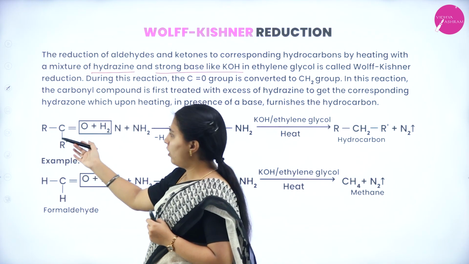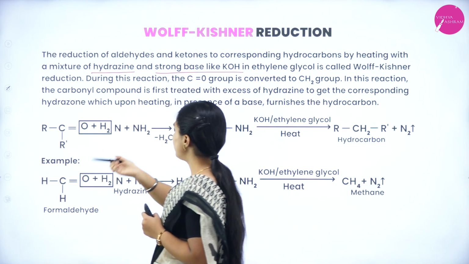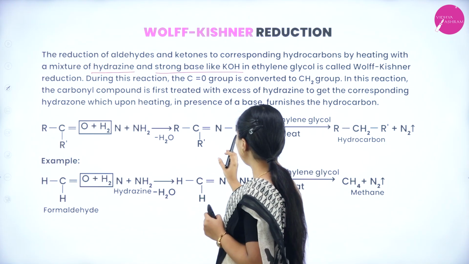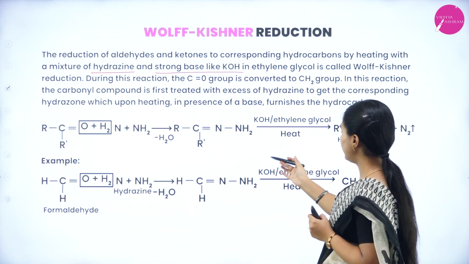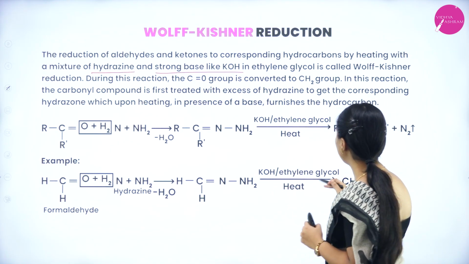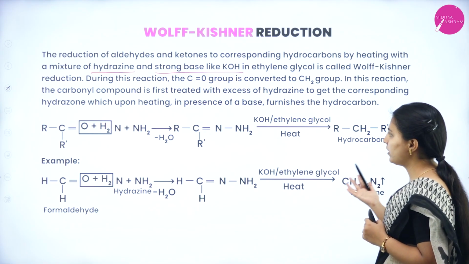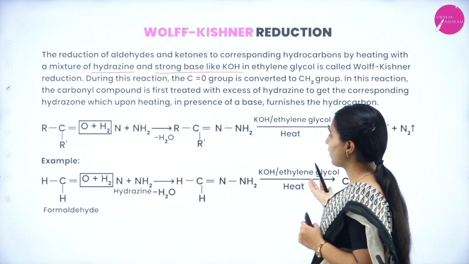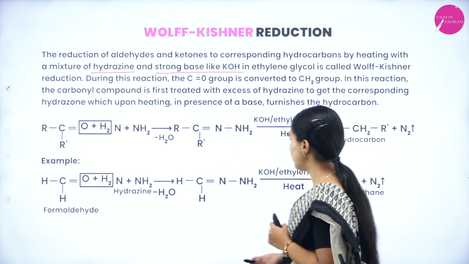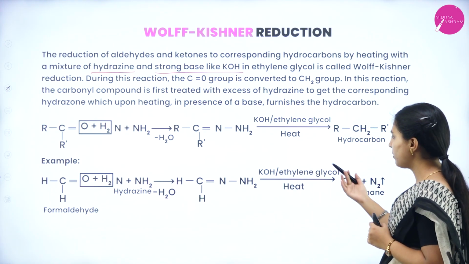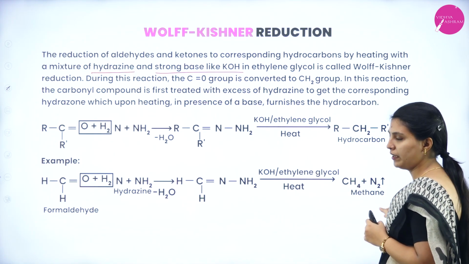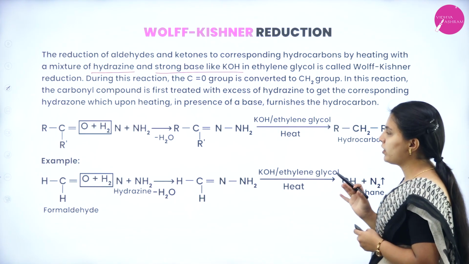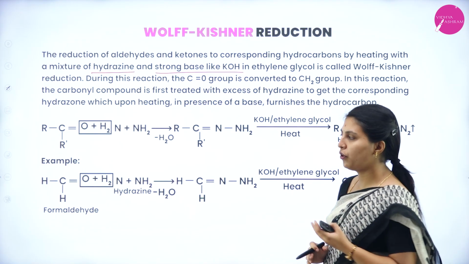Here you can see the aldehyde or ketone treated with hydrazine. First it will react with hydrazine. Later it will react with potassium hydroxide in ethylene glycol and be heated. Hydrazine gives the hydrazone, and later the hydrocarbon will be formed. See here, formaldehyde treated with hydrazine, later reacted with potassium hydroxide in ethylene glycol, gives methane. This is about the Wolff-Kishner reduction. It is very important from the perspective of the examination.